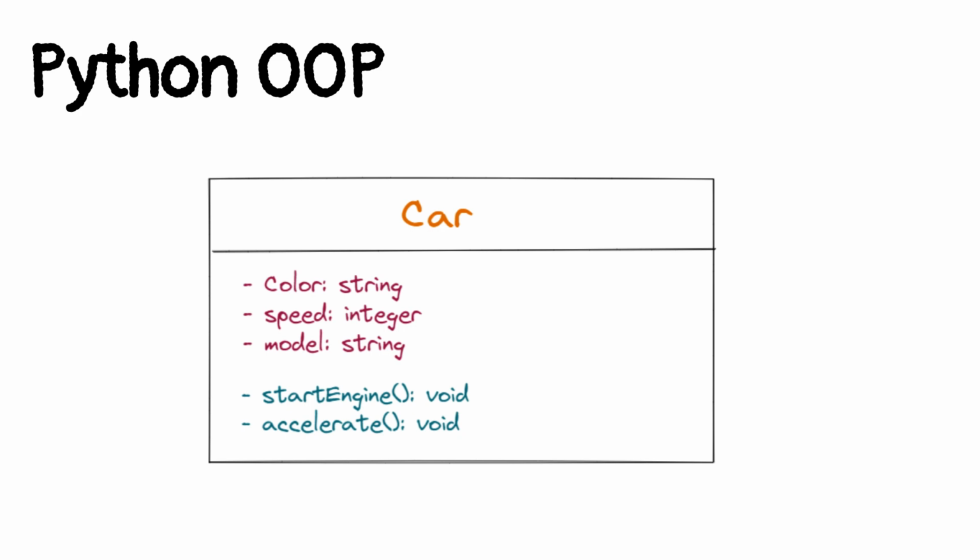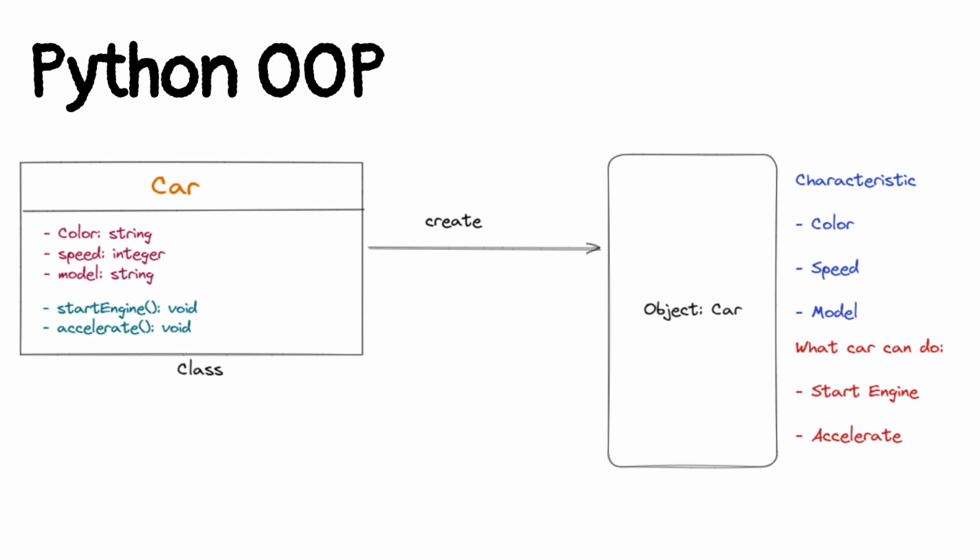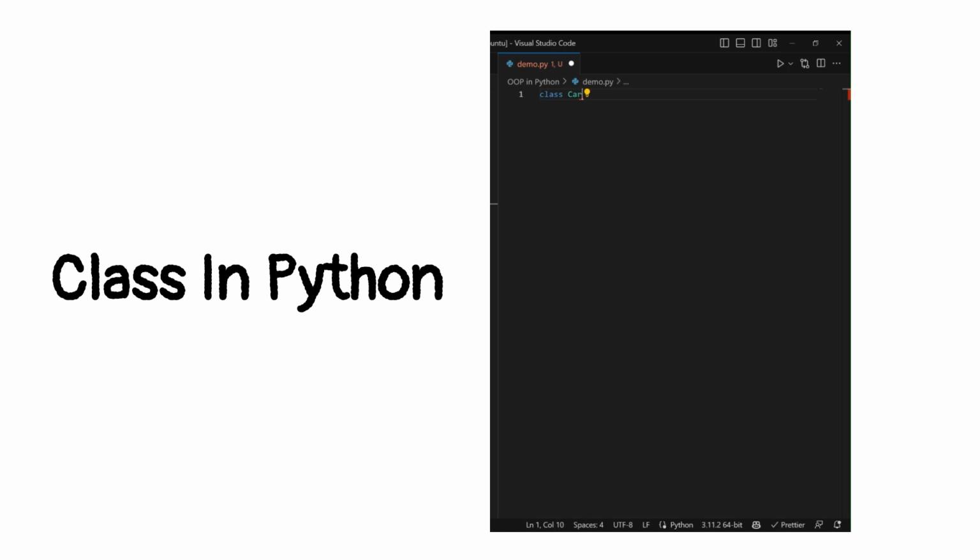In Python, we use classes to create objects. A class is like a blueprint or template that defines the structure and behavior of an object. It encapsulates data and functions into a single unit, making our code more organized and reusable. With a class, we define attributes, which are variables that hold data, and methods, which are functions that define the behavior of our object. These attributes and methods can be accessed and utilized by objects created from the class.